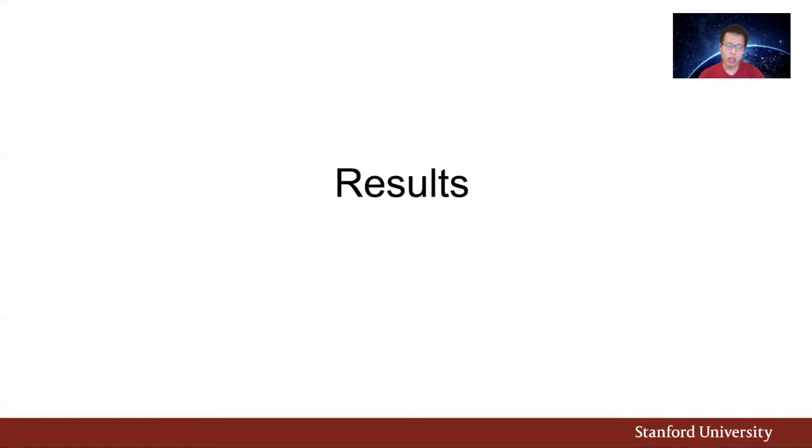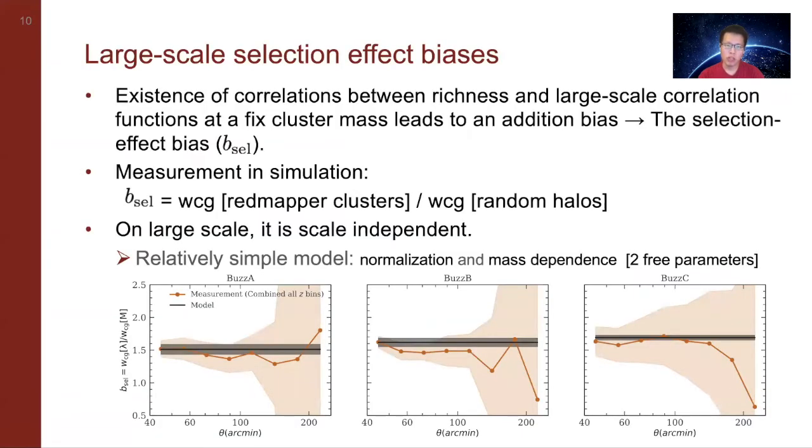All right, let me now show some results. Before I show the cosmology result, I'll show some of our investigation of the systematics. In the simulations, we find there are actually some systematics, usually called the large-scale selection effect. The reason is that there is some correlation between the richness of the galaxy clusters and large-scale correlation functions at a fixed cluster mass. And this correlation leads to an additional bias we call the selection effect bias.